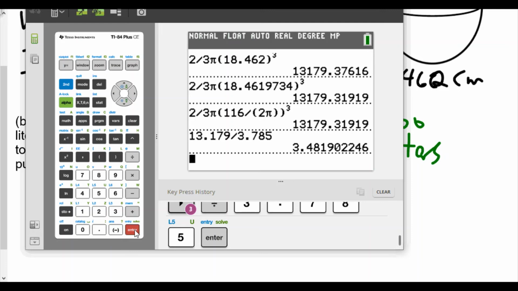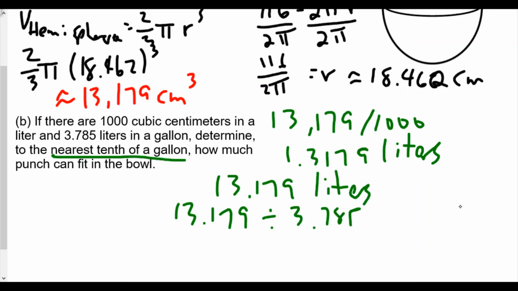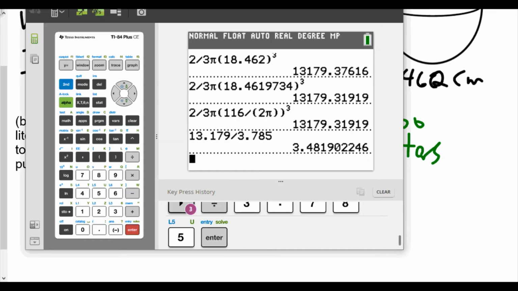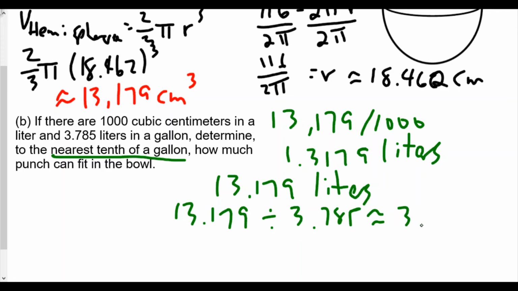And so now we will find that we get 3.4819 gallons. All right. So we want this to be rounded to, it says here, the nearest tenth of a gallon. So it approximates to 3.4819 or 3.482 gallons. And so therefore, our answer to the nearest tenth of a gallon will be 3.5 gallons.